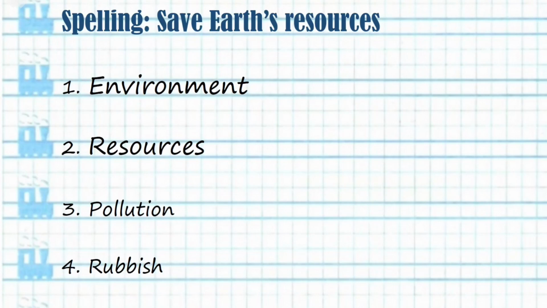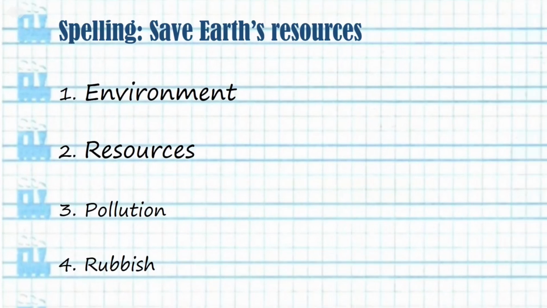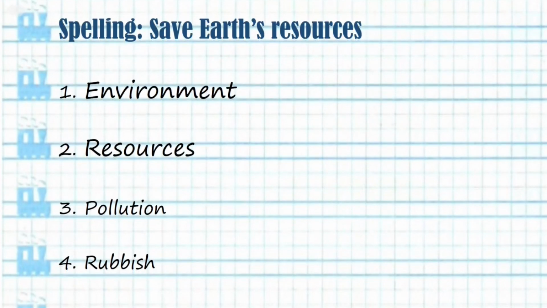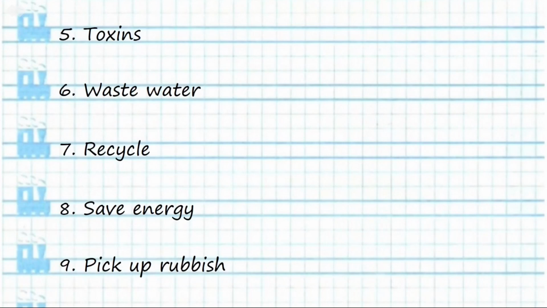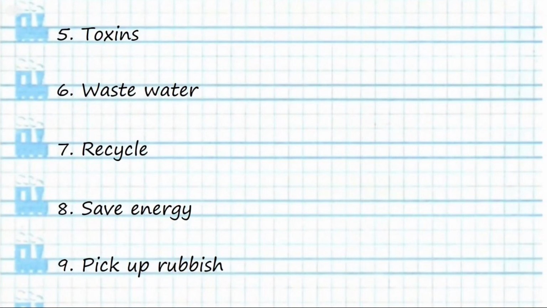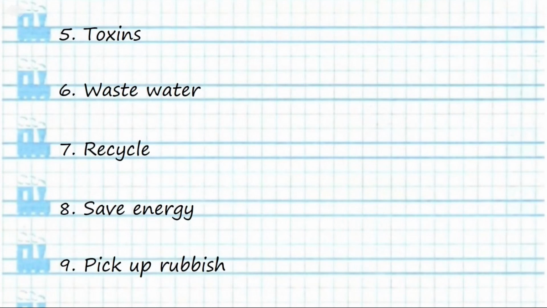Repeat one more time, but now all together. Number 1, environment. Number 2, resources. Number 3, pollution. Number 4, rubbish. Number 5, toxins. Number 6, waste water. Number 7, recycle. Number 8, save energy. And number 9, pick up rubbish.